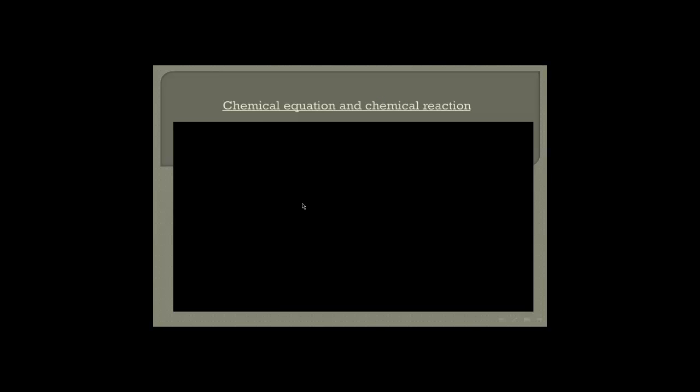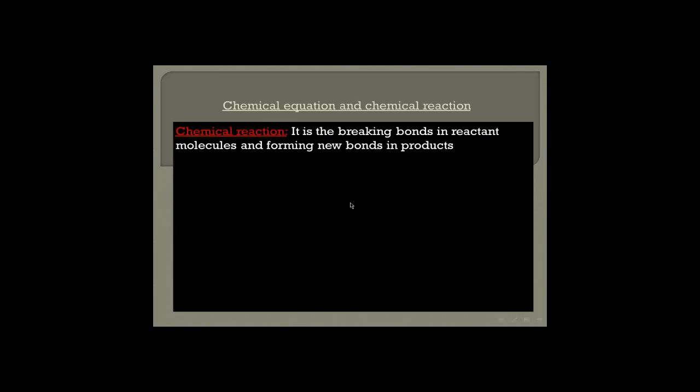Prep 1, Unit 1, Lesson 3, Chemical Equation and Chemical Reaction. What is meant by chemical reaction? Chemical reaction is breaking down bonds in reactant molecules and forming new bonds in products.